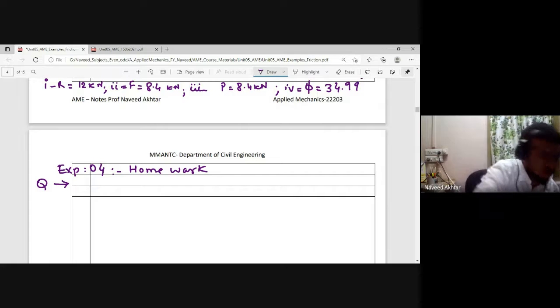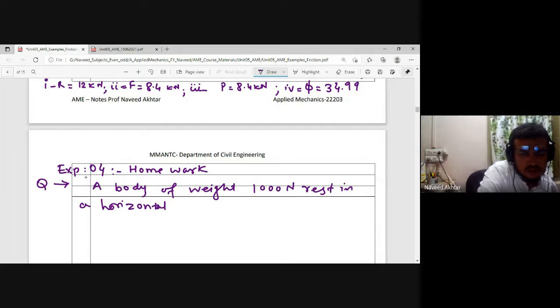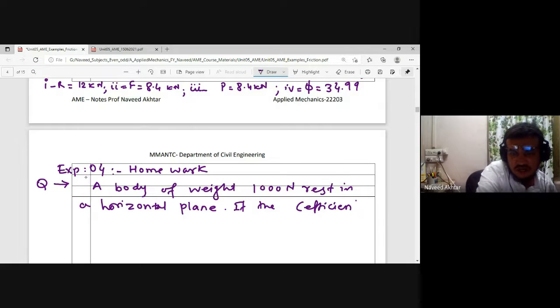A body of weight 1000 Newton rests in a horizontal plane. If the coefficient of friction is 0.4.